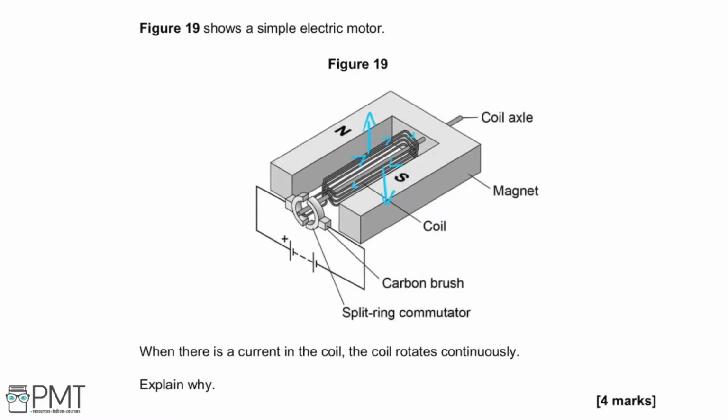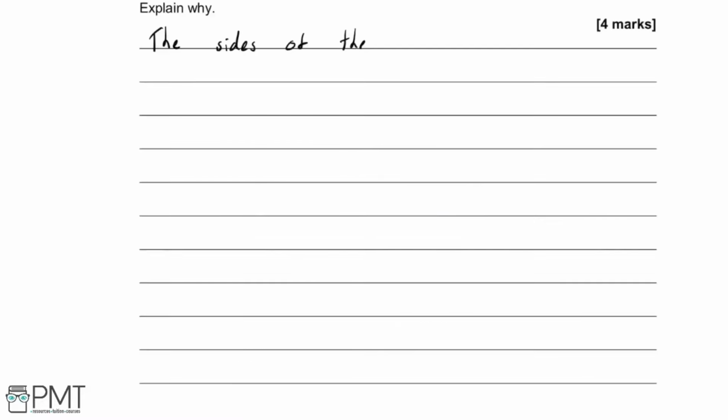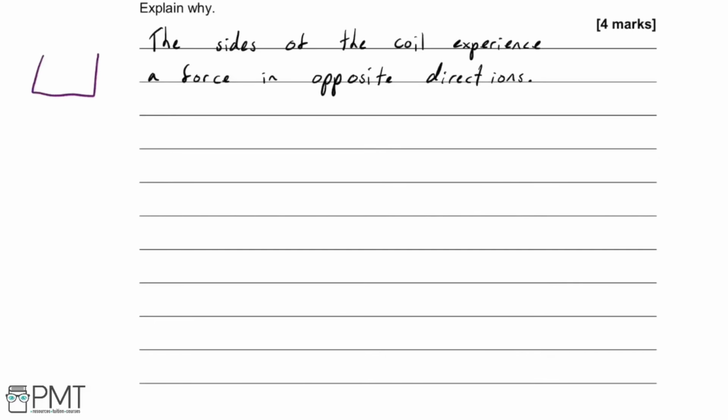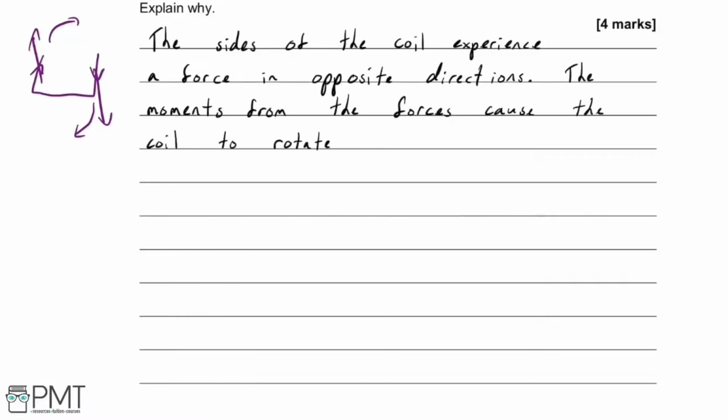So that is actually the first part of the answer. The sides of the coil experience a force in opposite directions. You don't need to explain why or that it's to do with the motor effect. You just need to say that they're experiencing a force in opposite directions. If we look at it from this way up, and it's going into the paper, and we have current that way, current this way, so say we've got a force going up here, force going down here, then it's going to rotate it round. So the moment caused by those forces will cause the coil to rotate.